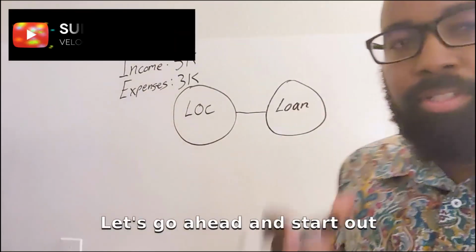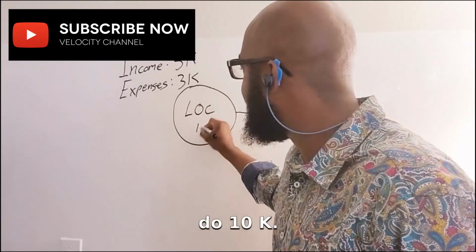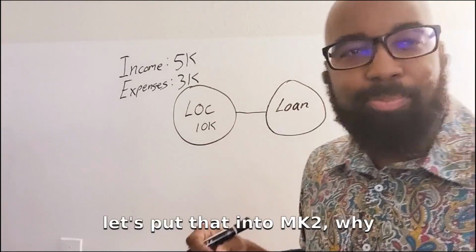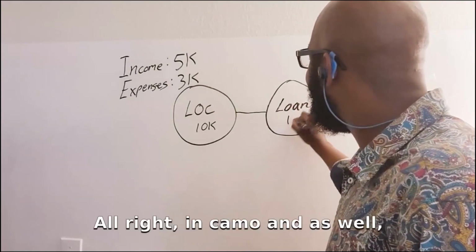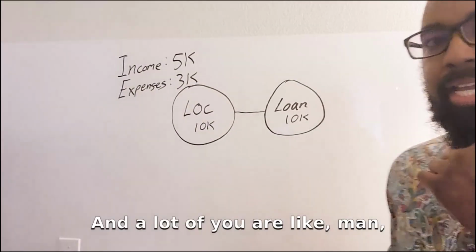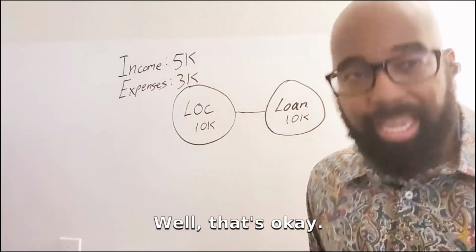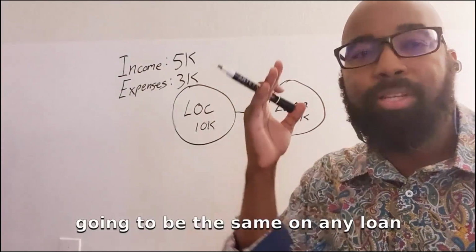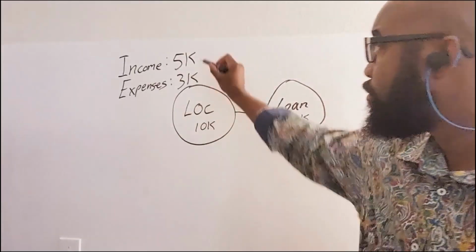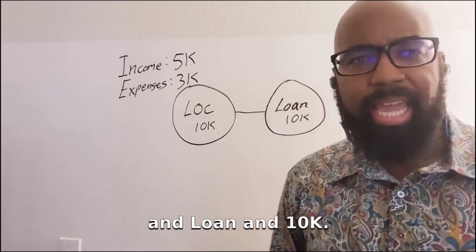All right. Let's go ahead and start out with our line of credit. For easy math, let's do 10K. And the loan is going to be, let's put that at 10K too. Why not? A 10K loan as well. So we got some nice round numbers here, right? And a lot of you are like, man, I got more loans than this. Well, that's okay, because the principal is going to be the same on any loan that you have. All right. Now, 5K, 3K, we got the line of credit of 10K and the loan at 10K.